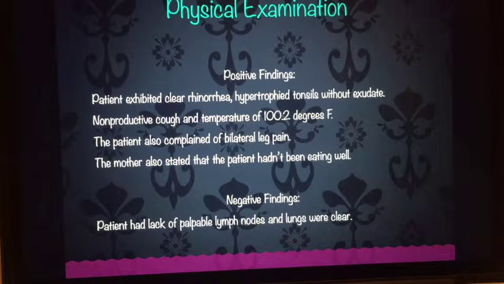His physical examination. The mother had stated that the patient was on ibuprofen and acetaminophen as needed for his pain and fever, but today his positive findings were that he exhibited clear rhinorrhea. He had hypertrophied tonsils with exudate, a non-productive cough and temperature of 100.2 degrees Fahrenheit. The patient also complained of bilateral leg pain. The mother also stated that the patient hadn't been eating well. Some negative findings on the physical exam were that the patient had lack of palpable lymph nodes and his lungs were clear.